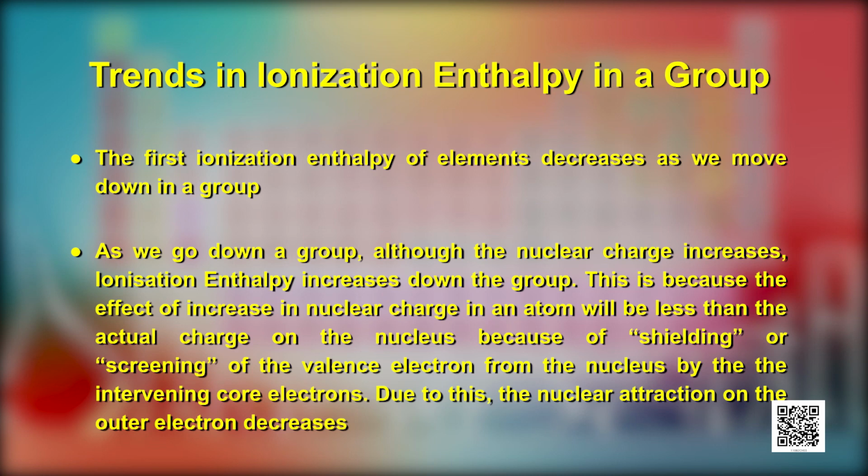This is because the effect of increase in nuclear charge of electron in an atom will be less than the actual charge on the nucleus due to shielding or screening of the valence electrons from the nucleus by the intervening core electrons. Due to this, the nuclear attraction on the outer electron decreases. Thus, it becomes easier to remove the electron. Hence, ionization enthalpy decreases down the group.